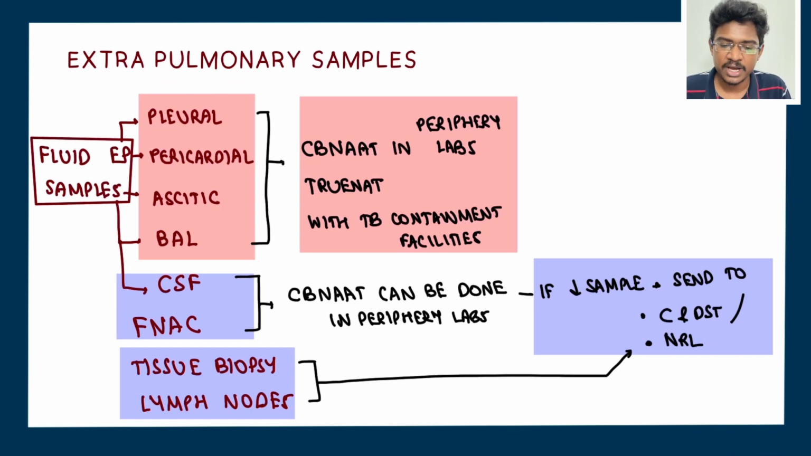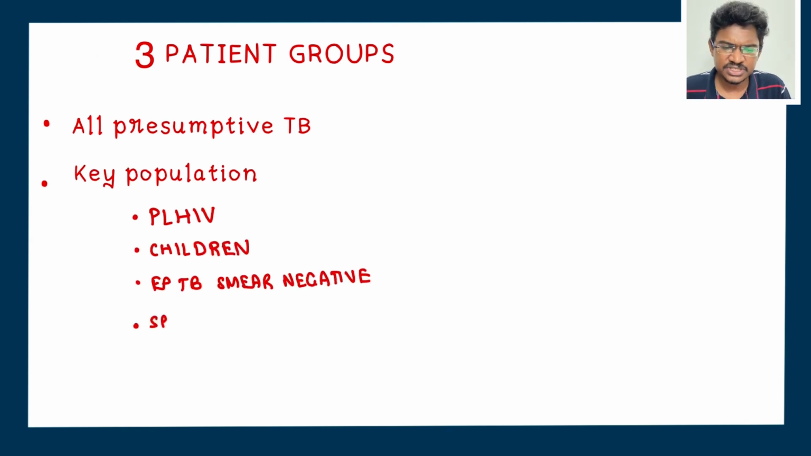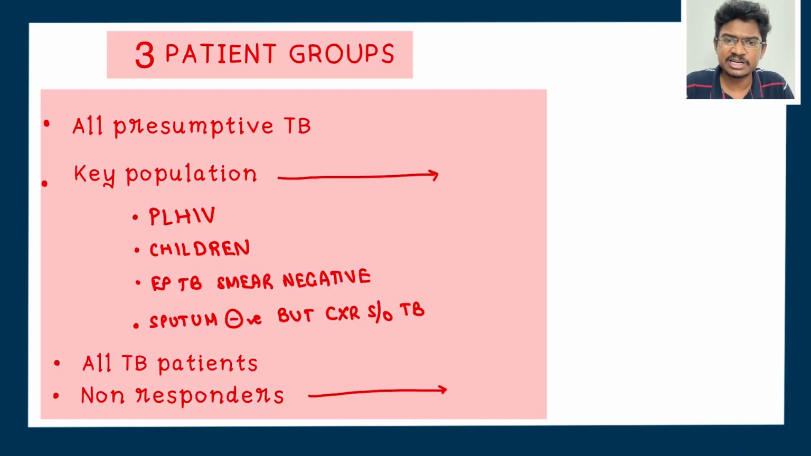CDST and NRL, National Reference Laboratories. Tissue biopsy and lymph nodes are also precious samples. Better to send directly to CDST laboratories or NRL, the national centers. Now coming on to our patient groups where we are going to test. First is all presumptive tuberculosis patients, where the patients have clinical features and are presumed to be tuberculosis, where you need testing.